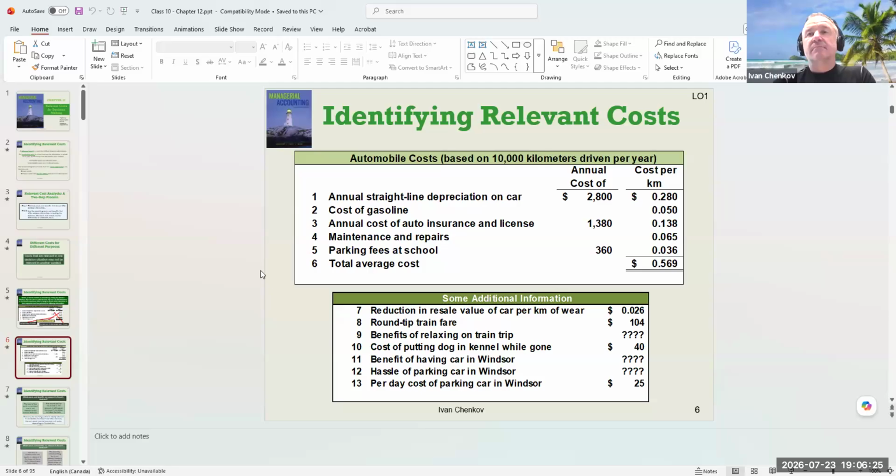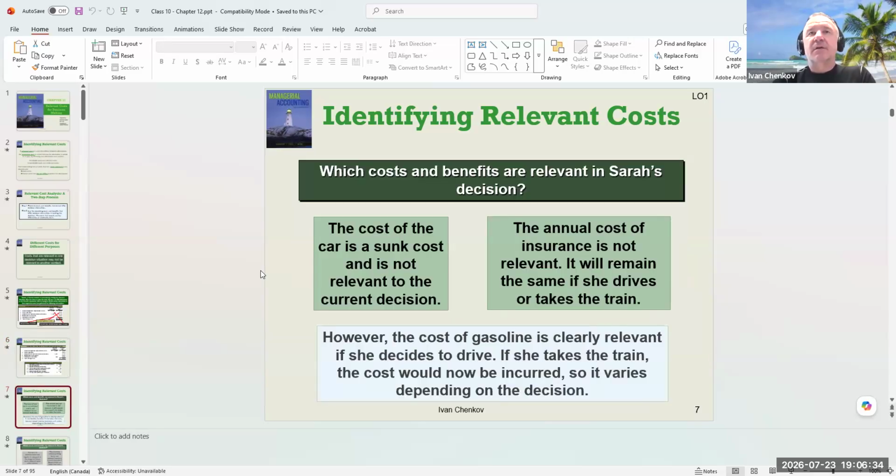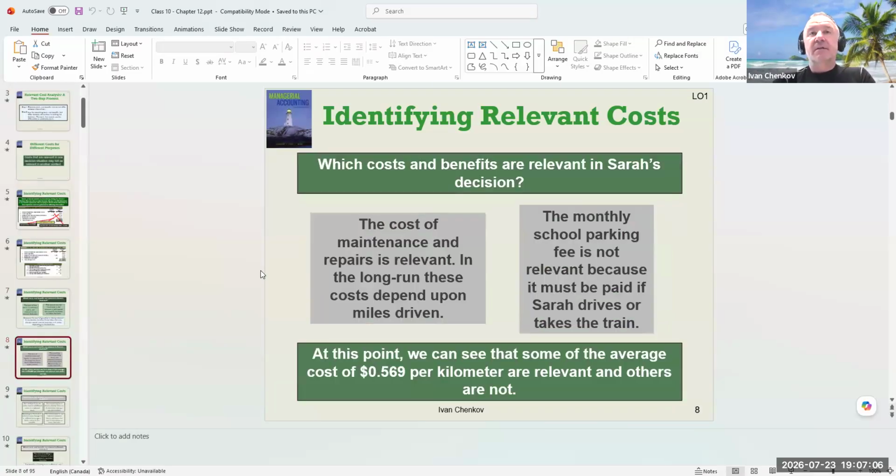Parking cost per day when she's there. Is that relevant? Yes, it is. So let's summarize first. The cost of the car, sunk cost. So any depreciation, anything related to that one, it's irrelevant. Annual cost of insurance is also irrelevant since it's going to stay the same regardless of whether she's using the train or going to drive. Cost of the gasoline, that's irrelevant if she takes the train, the cost will disappear. And if she drives the car, it's going to depend on how fast she's driving and anything like that.